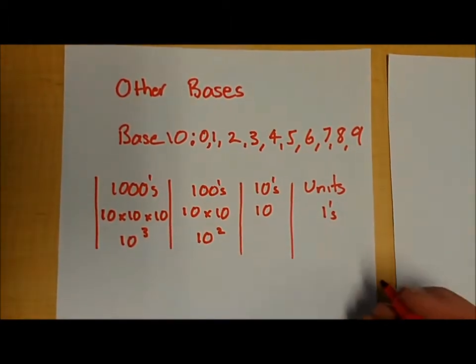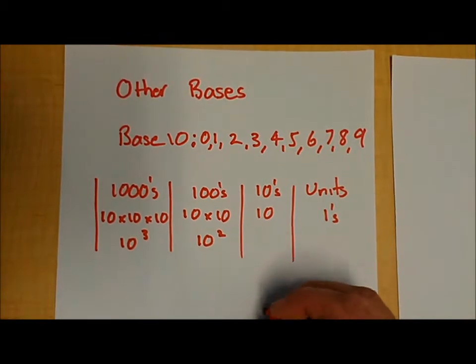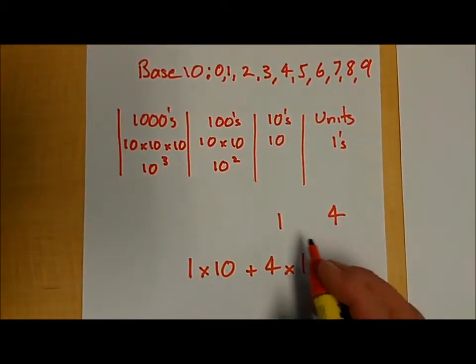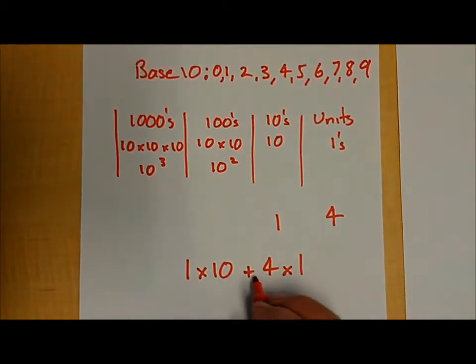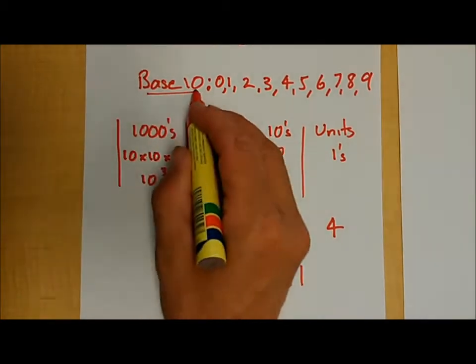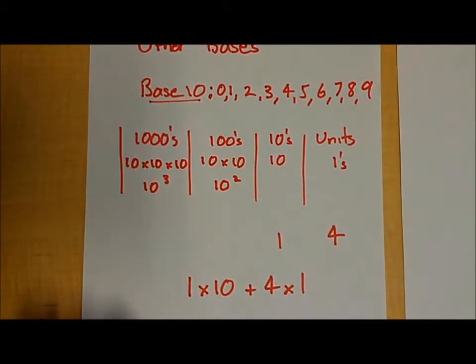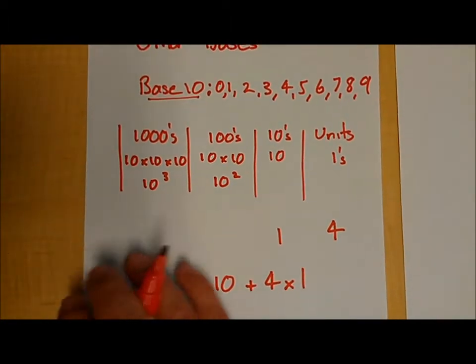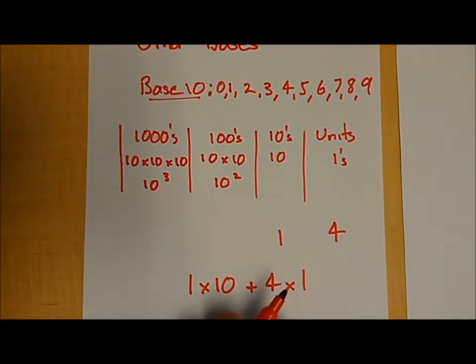And so when we write the number 14, for instance, so the number 14 is 1 lot of 10 plus 4 lots of 1. Now, not all number systems have to be base 10. Base 10 is convenient for us. We've got 10 fingers, perhaps that's where it came about. And we like to group things in tens.